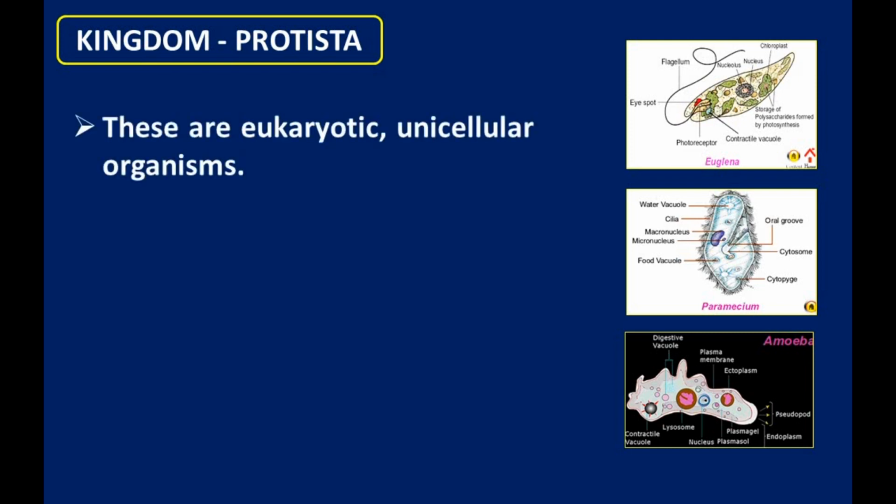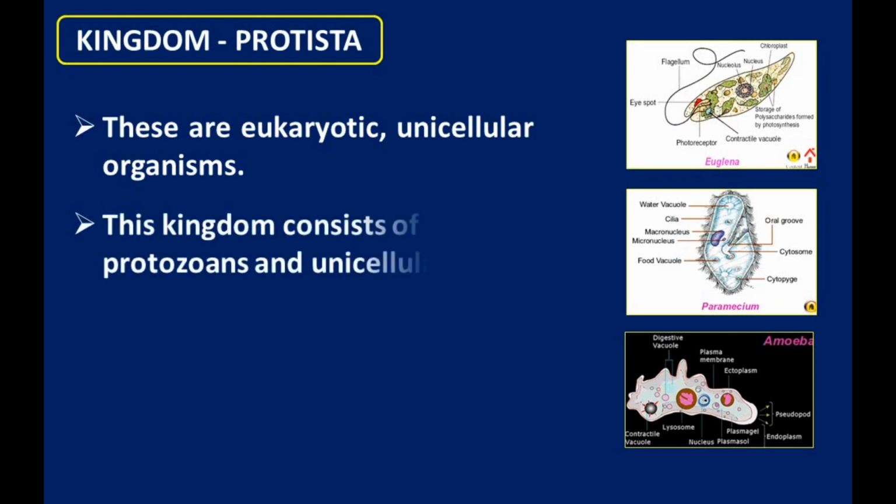इसमें किस तरह के ऑर्गेनिजम्स होते हैं? These are eukaryotic organisms and unicellular organisms. Organisms are unicellular. They are made up from single cell, but their cell organelles and nucleus are well defined. So they are eukaryotic organisms and made up from single cell. So this kingdom consists of all type of protozoa and unicellular algae.